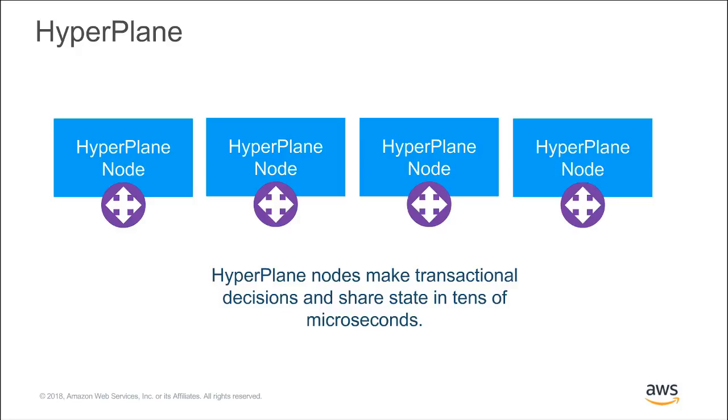Those Hyperplane nodes intercept connections at the network level and decide what to do with them, right? They make transactional decisions like this backend target should get that connection, and they share that state in tens of microseconds so that even if any Hyperplane node were to die, or even many Hyperplane nodes were to die, a connection wouldn't die. So the system is highly fault tolerant and highly scalable. In fact, it's so fault tolerant because EFS is one of its main use cases, where connections can last months to years. So it needs to be very, very resilient.